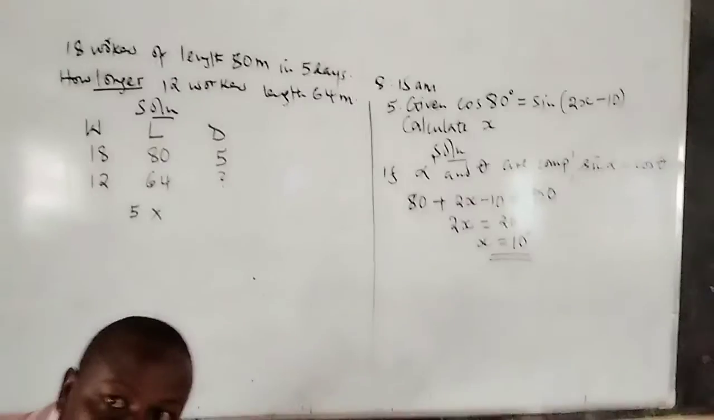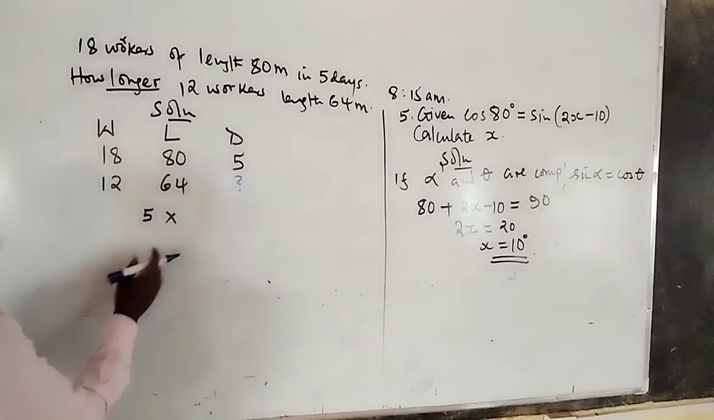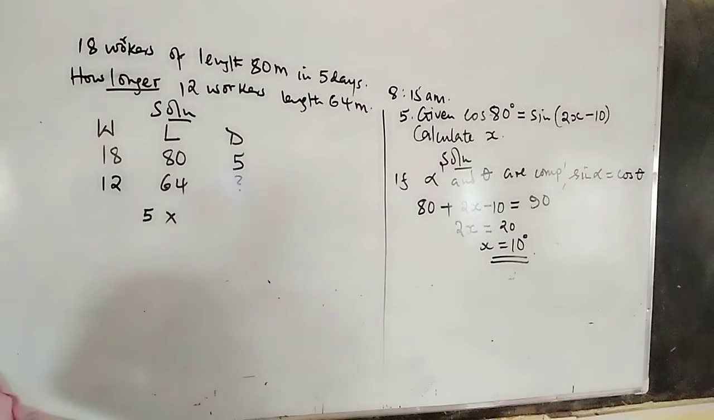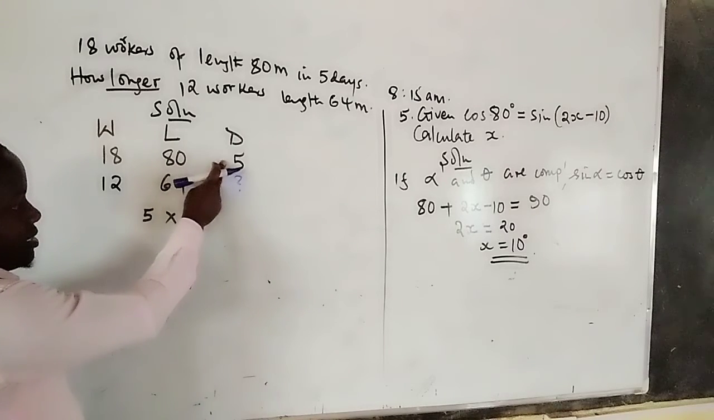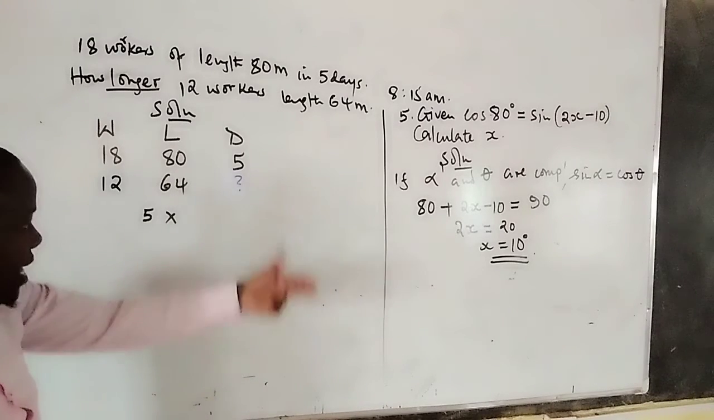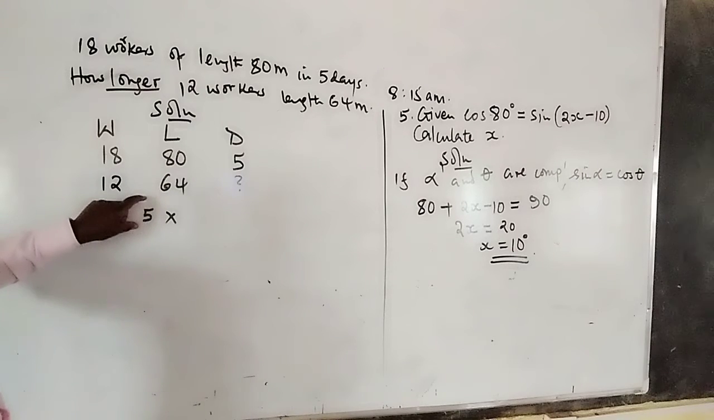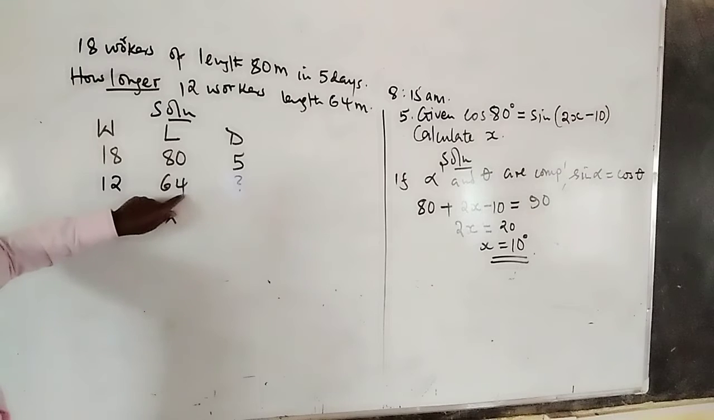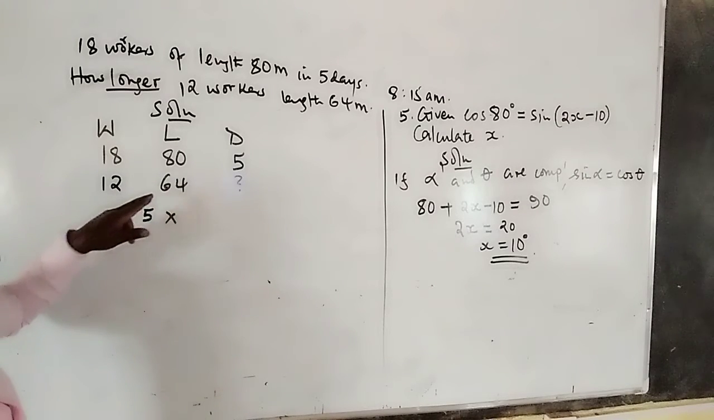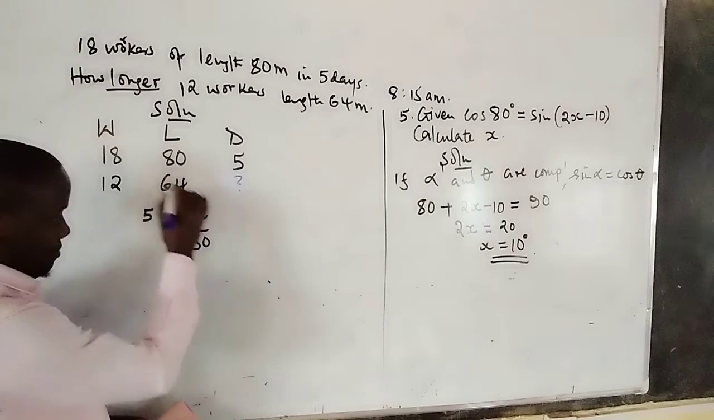So in this case, we say 5 days. Now you consider the length of the trench first, the length and the days. Now, 80 meters are dug in 5 days. 64 meters, will they be dug in more days or fewer days? If 80 meters take 5 days, 64 will take fewer days. Therefore it should be decreased. We decrease the 5 in this ratio: 64 over 80 times.